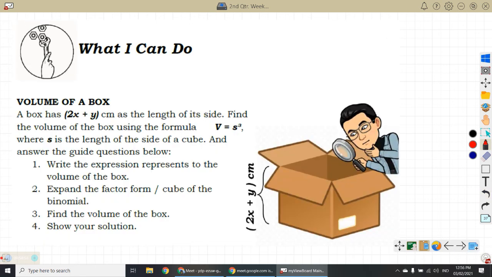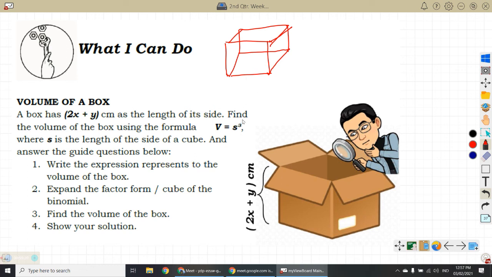Okay. So, if we are given the volume of a box, which is 2x plus y centimeter as the length, find the volume. Okay? Finding the volume, V is equal to S cube. Okay? So, volume, ang hinahanap is yung volume ng box. Okay? Kanina, square. This time around, volume. Space na mailalagay natin sa loob ng box. Yun yung tinatawag na volume.